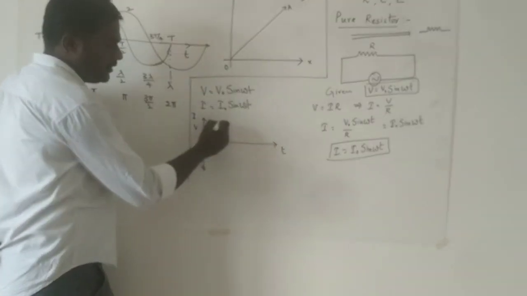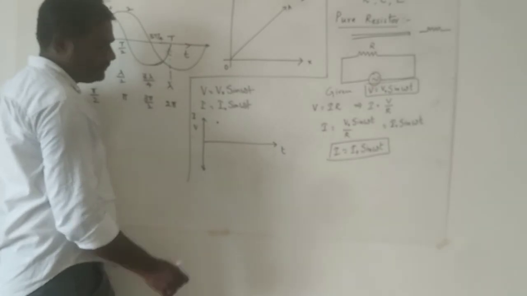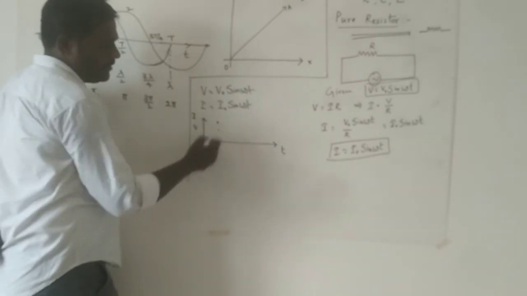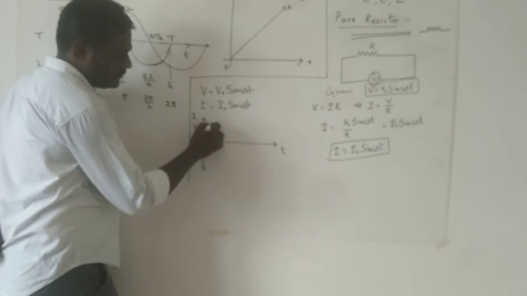So how to draw? See here I will write. Assume this point represents the peak of V naught, and this point represents the peak of I naught. Then first draw the current, or you can say voltage.